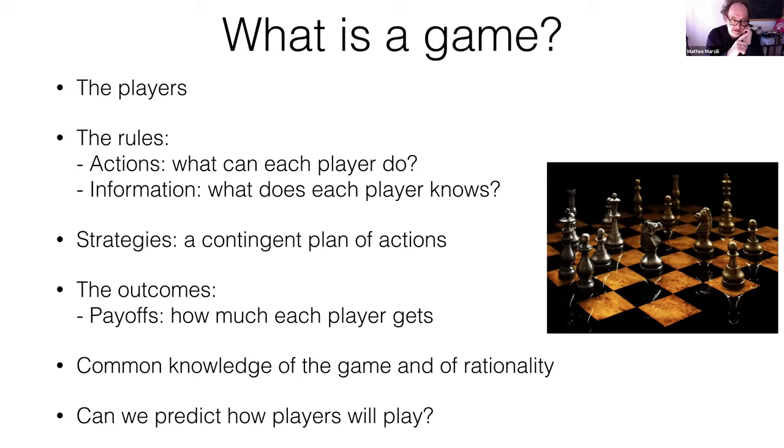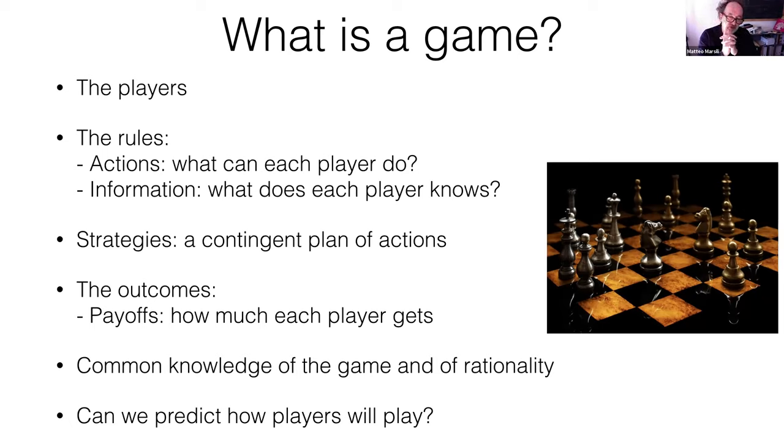So one very important thing that you assume is what is called common knowledge. Common knowledge is what everybody knows, and what everybody knows that everybody knows, and what everybody knows that everybody knows that everybody knows. So it's something that is, yes, common knowledge, okay? And what we assume is that the rules of the game, the strategies and the outcomes, the payoffs, this is all common knowledge. So every player knows what the rules are, okay?